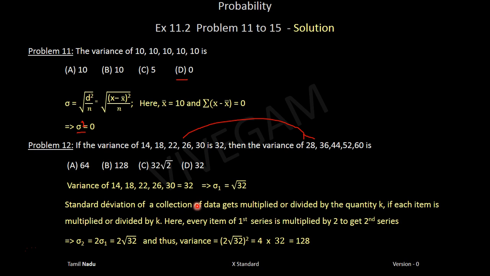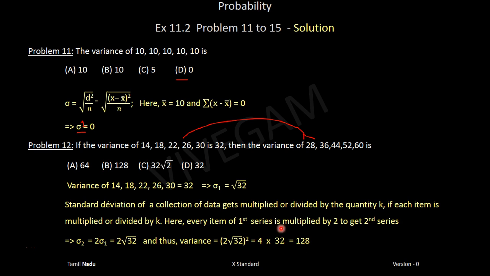And what is the standard deviation of the first series? It is root 32. So the standard deviation of the second series is 2 into root 32. And what is the variance? Variance is the square of the standard deviation. Therefore the variance of the second series is 2 into root 32 the whole square. That will be 2 squared is 4 and root 32 squared is 32. So 4 times 32, that is 128.